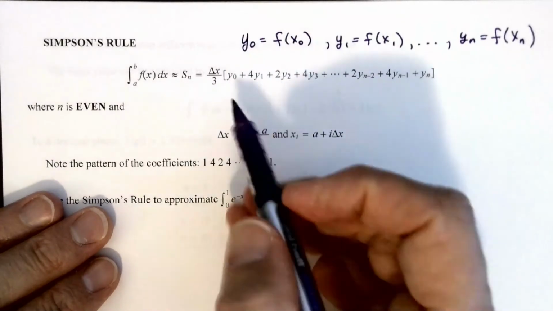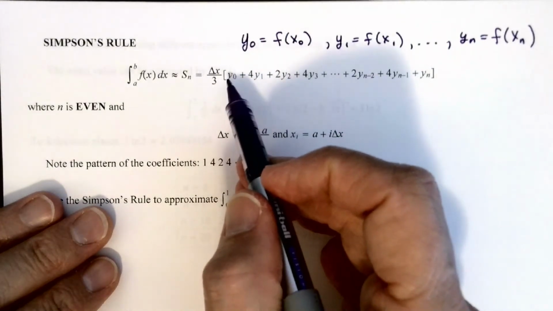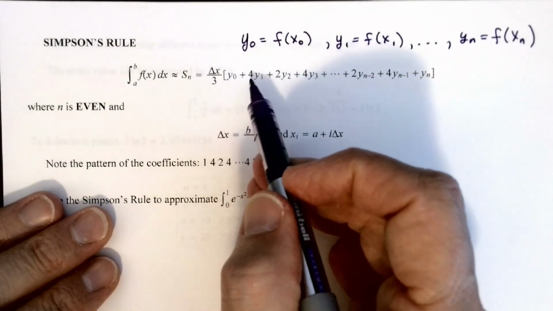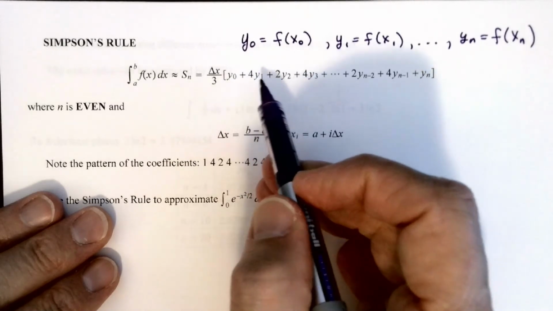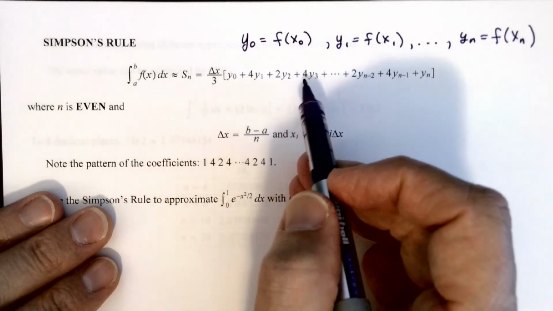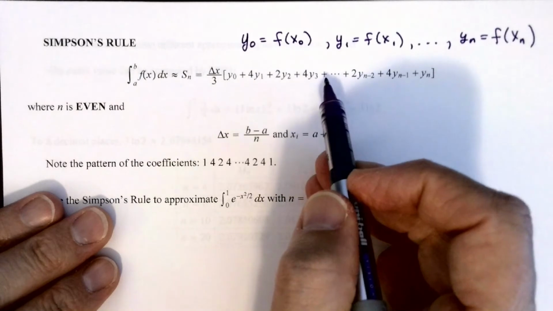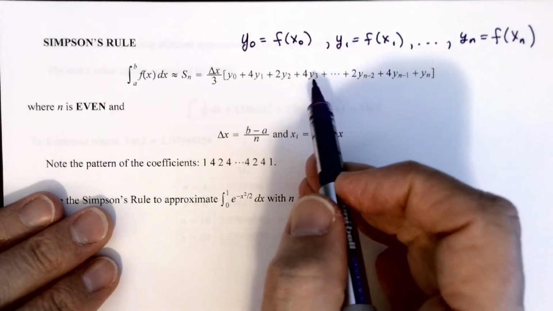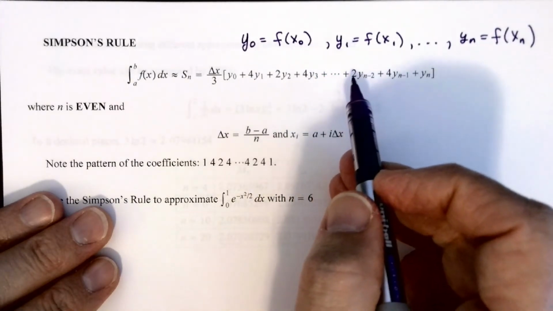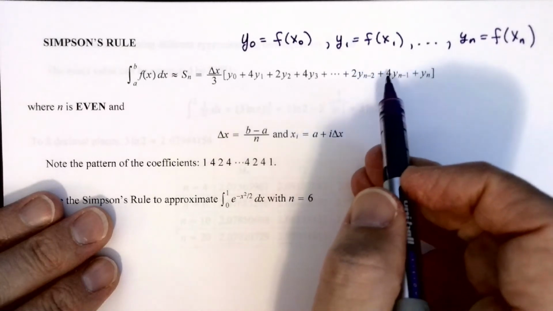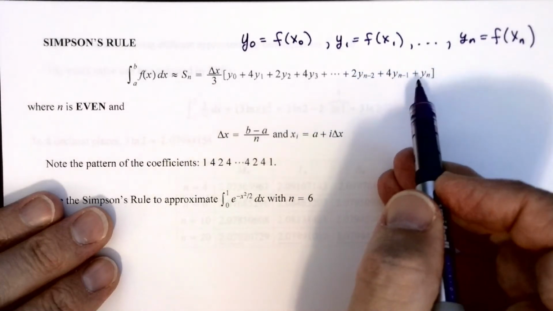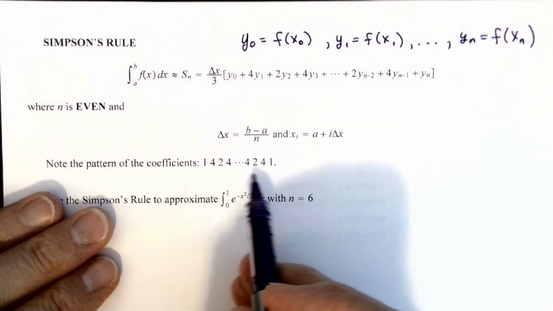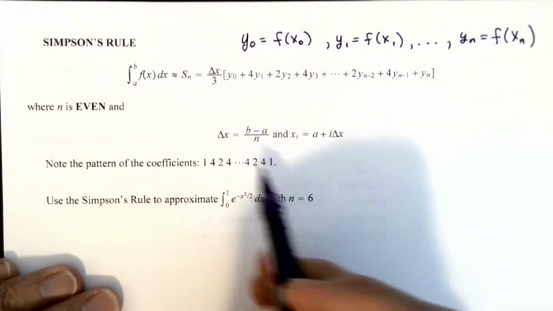See the coefficient pattern? It starts with 1, like it did for the Trapezoid Rule, and then it jumps to 4, and then 2, and then 4, and then 2, and then 4, and then 2. It keeps alternating between 4 and 2 until the very end, where it goes 2, 4, and then the last one is 1. So it's got this pattern to it. But this is Simpson's Rule.